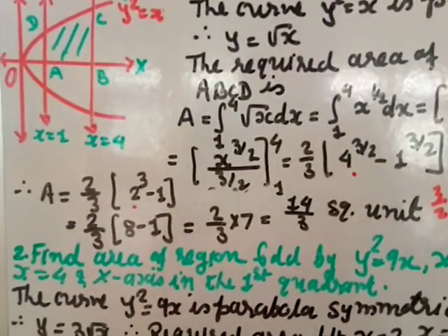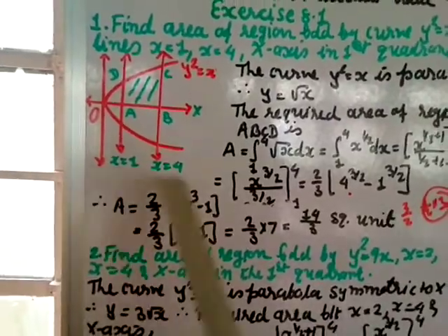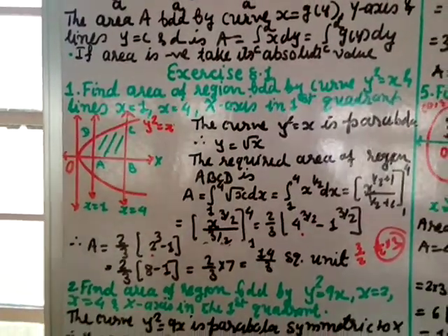So that is the area in the first quadrant bounded by the parabola and the given lines. Okay, so that is the answer for question number 1.